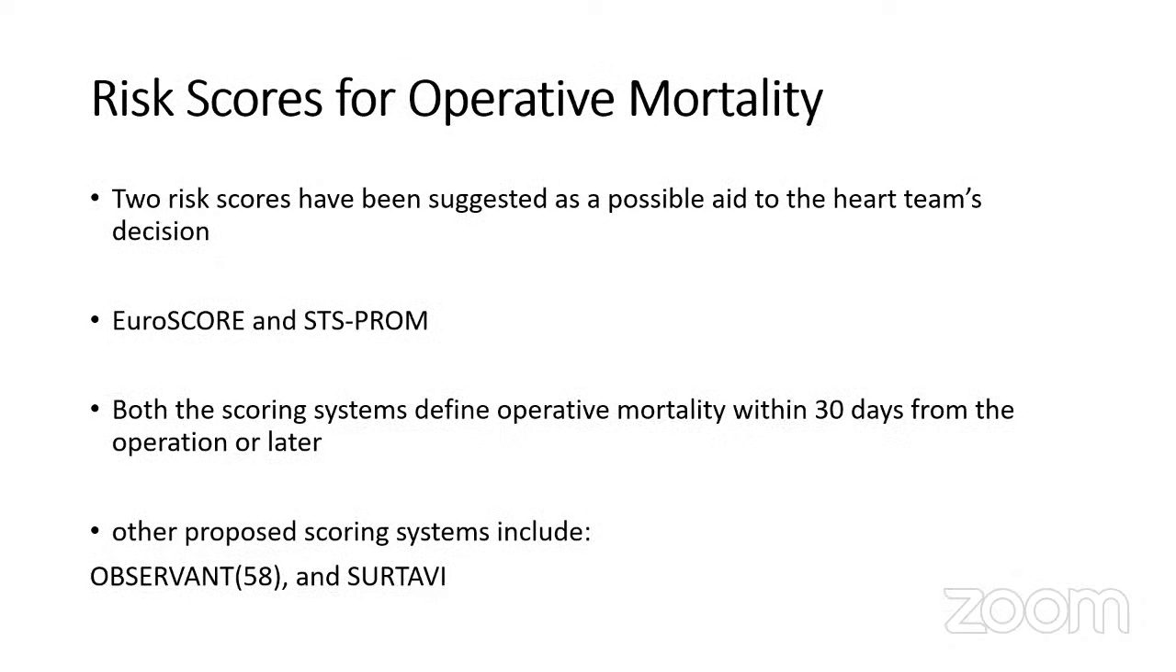For the risk score for operative mortality, two risk scores have been suggested to aid the heart team in decision making for surgery in general. There is the EuroSCORE and the STS score. Both scores define the operative mortality within 30 days from operation and later on. And there are some scoring systems specifically for TAVI, called the OBSERVANT score and the SIR-TAVI score.